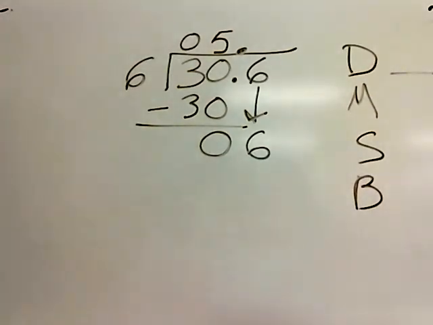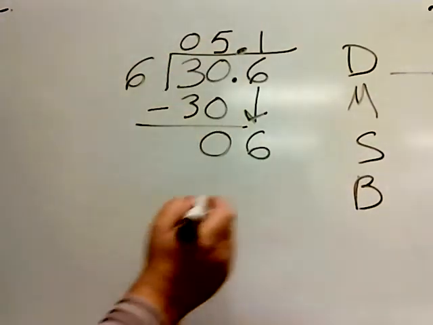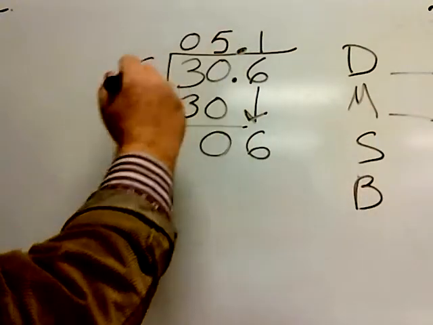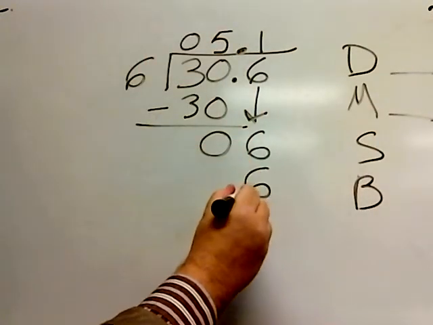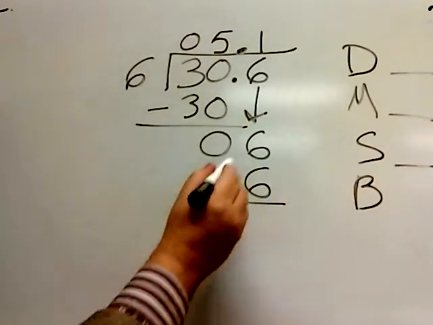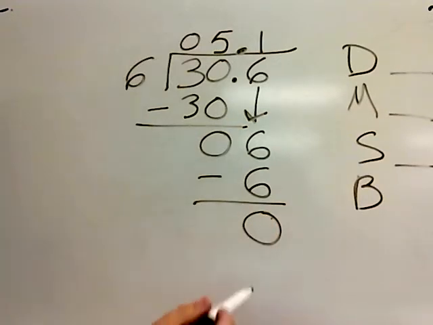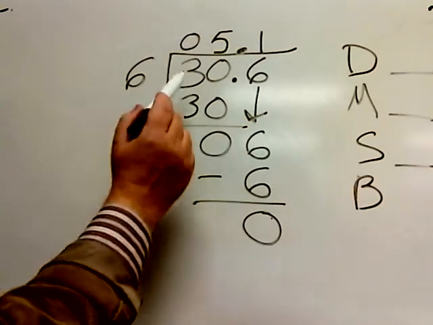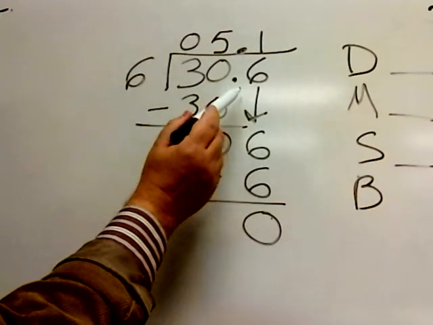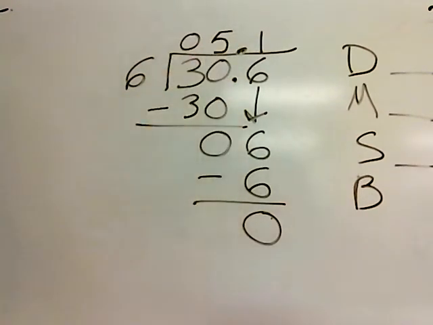My first step is to divide. 6 goes into 6 one time. When I multiply, 1 times 6 is 6. I'll subtract that. 6 take away 6 is 0. 0 at the bottom, no other numbers or digits to bring down. That's how I know I am done. So 30 and 6/10 divided by 6 is 5 and 1/10.